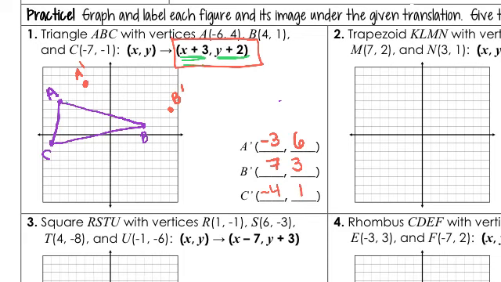So now we're going to graph that point. We're going to go 1, 2, 3, 4, and plus 1. And there's C prime. And now we graph our new triangle. And it hasn't changed size or shape. It's just been relocated. So why don't you go ahead, pause the video.